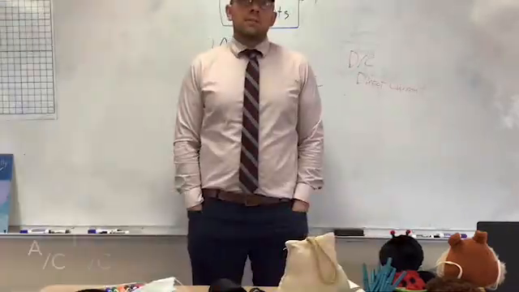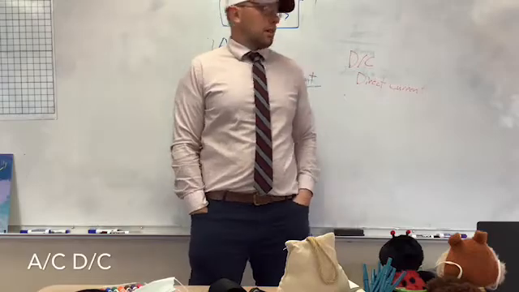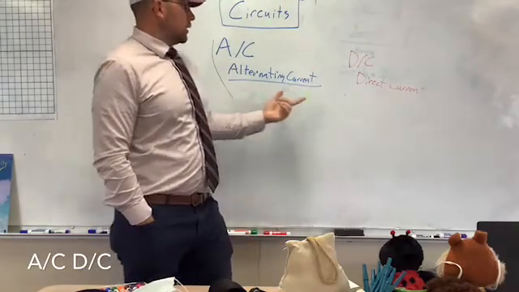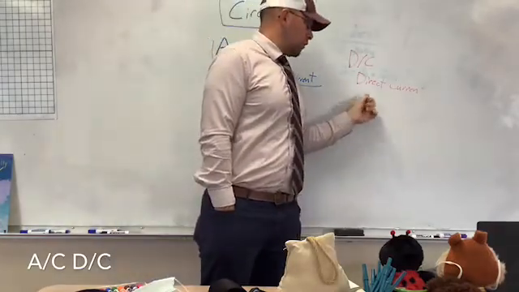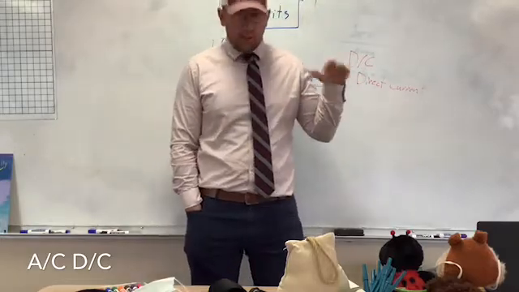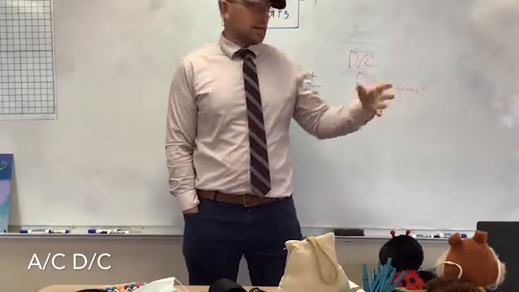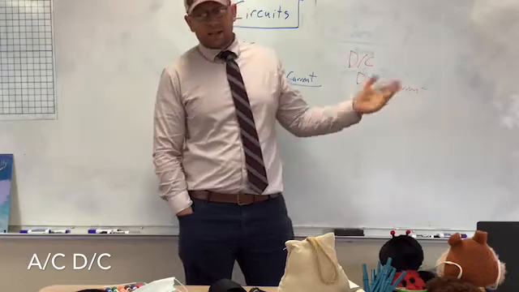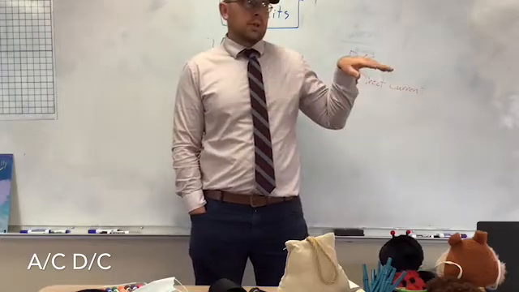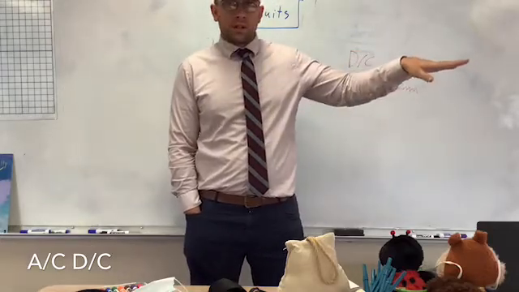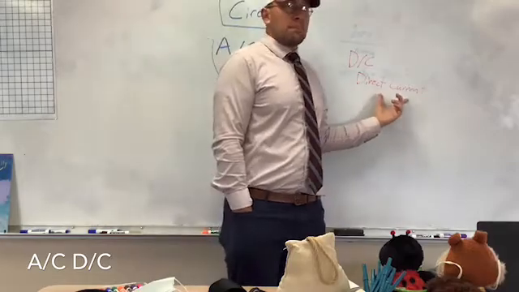All right, there's two types of current flow: alternating current and direct current. Direct current is more like a battery. It flows in one direction just constantly. So direct current, that makes sense. It's direct, so when you're going directly towards something, you're going straight to it. Direct current, such as a battery.